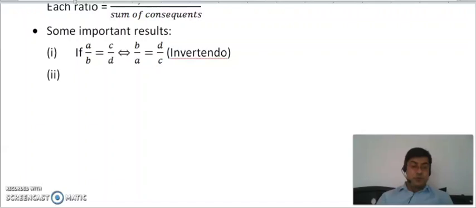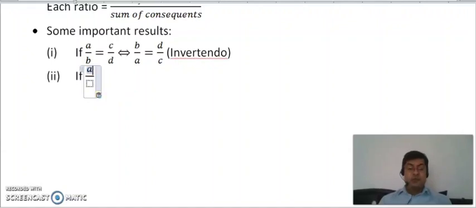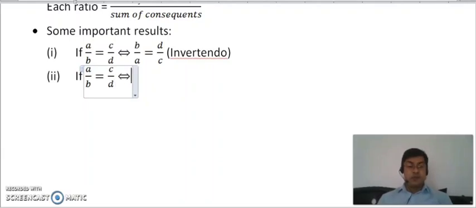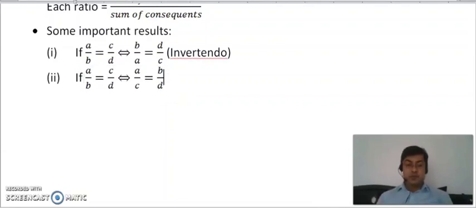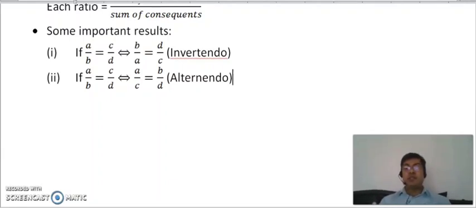Clear? Number two, if we have A upon B equal to C upon D, which will double imply A upon C is equal to B upon D. Now this property is called alternando. Notice that the positions of B and C are interchanged. Clear?